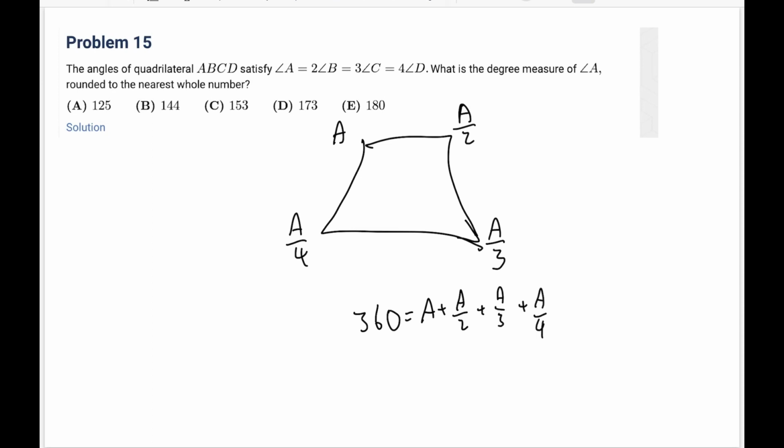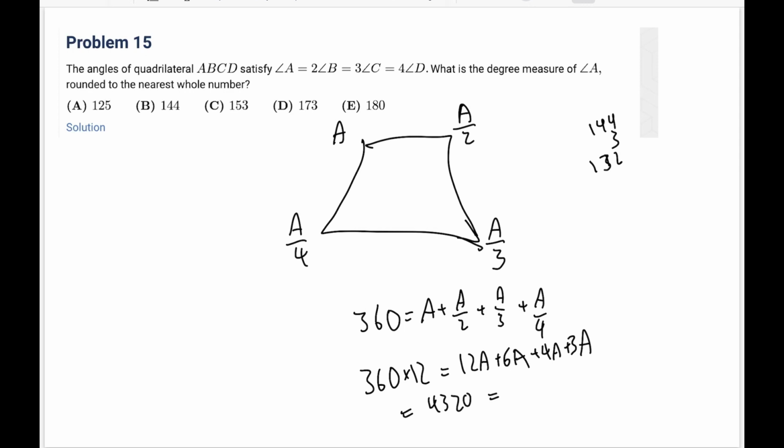So if you multiply by 12, then 360 times 12 equals 12A plus 6A plus 4A plus 3A, right? And this is 144 times 3, 12, 13, 432, 4,320. This is, I'll erase this, 12 plus 6 plus 4 plus 3, 25A.